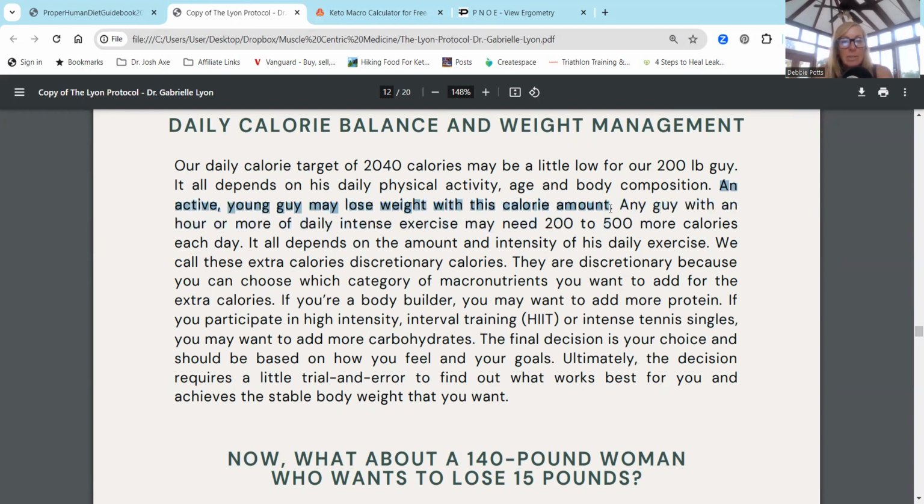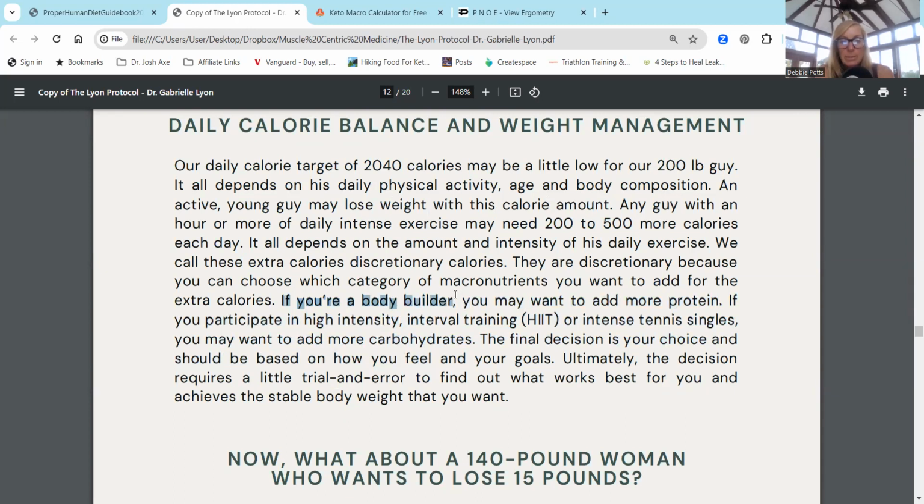So anyone with an hour or more of daily intense exercise may need 200 to 500 more calories each day. It all depends on the amount and the intensity of daily exercise. This is for men. These extra calories are discretionary calories because you can choose which category of macronutrients you want to add for the extra calories.